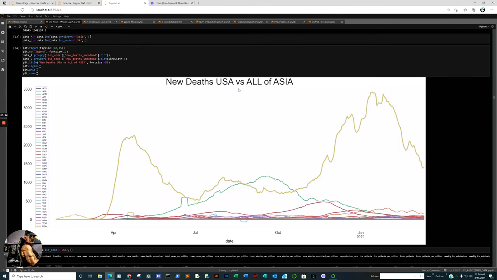Remember our comparison here, new deaths USA versus all of Asia. Whether we like it or not, it is vital that we have a good concept because we are not, as opposed to trying not to be geocentric, like it's all about us.